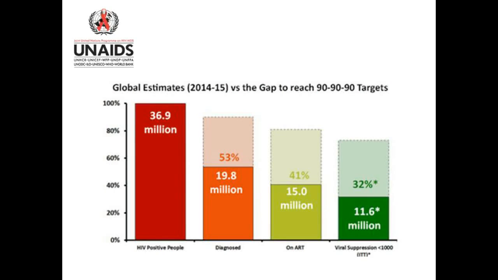We're not there yet. This is where we are in 2014, 2015. About 37 million people are living with HIV, but only 20 million are diagnosed. So 53% are diagnosed. A small half of them are not diagnosed yet. About 41% are on antiretroviral therapy, and this is already much more than a couple of years before that. And from these 15 million, close to 11.6 million people have viral suppression with extremely low viral loads.